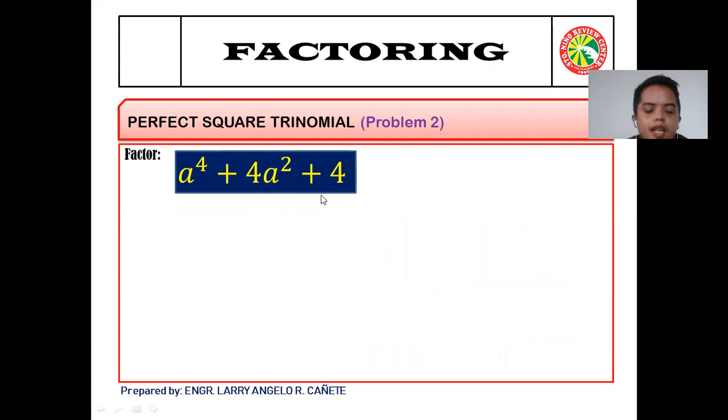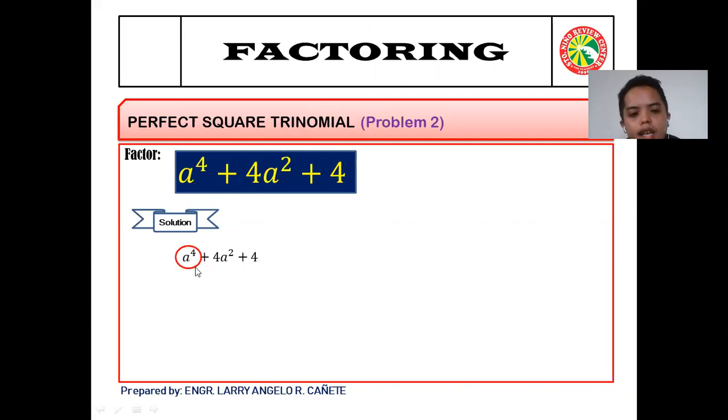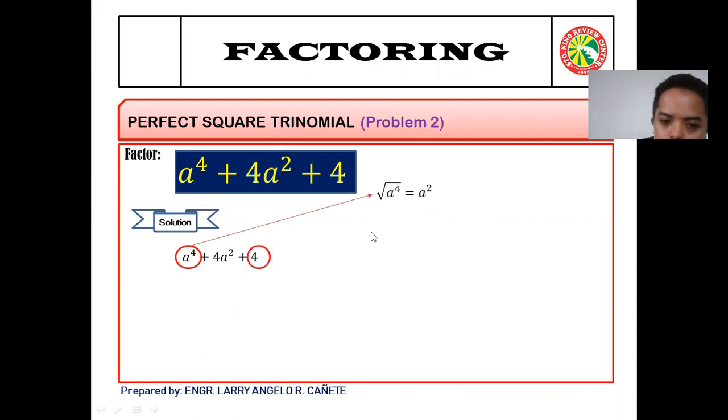This is a trinomial. To check whether this is factorable, first you check if this a to the fourth can be square rooted. So the square root of a to the fourth is a squared. Correct. So it qualifies to the requirement. Second, for 4, check if this 4 can be square rooted. Yes, correct. That is 2.